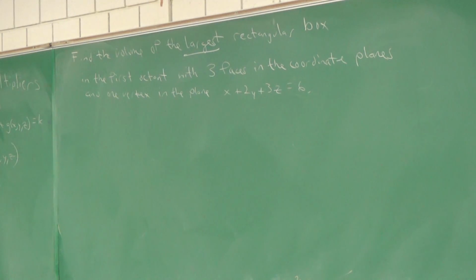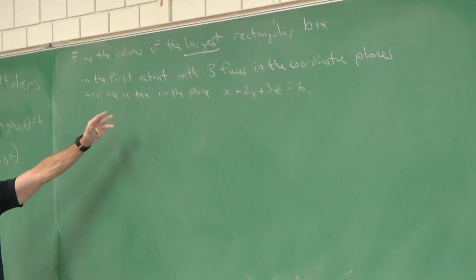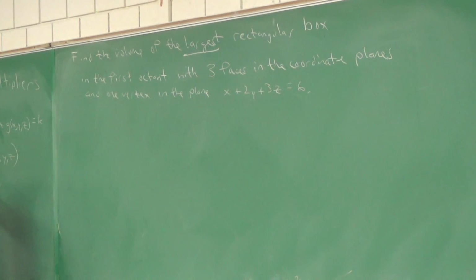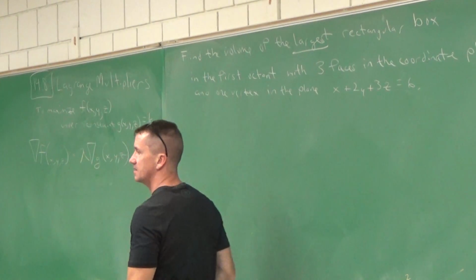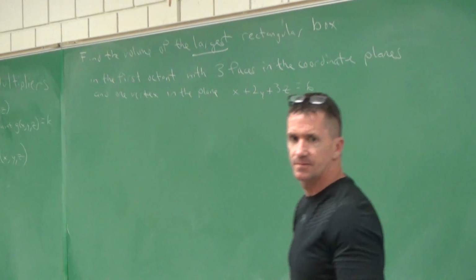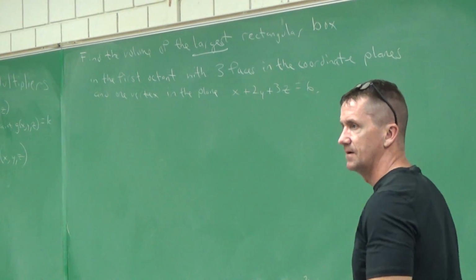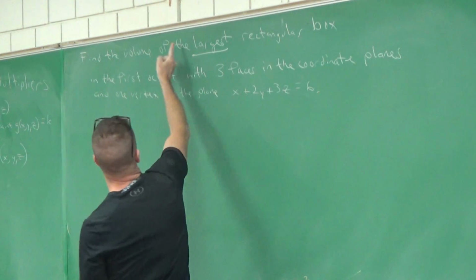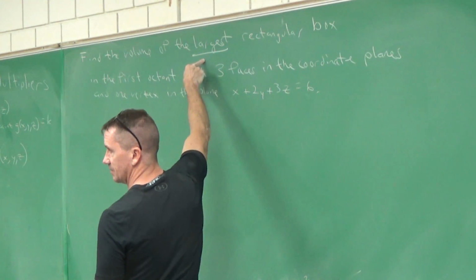I always like to look at this problem. I'll start drawing some pictures and stuff. Figure out what's that F and what's the constraint. So what are we trying to optimize? Maximize and minimize. Volume, very good. That's what we're doing, the volume. We're trying to get the largest volume, maximum volume.